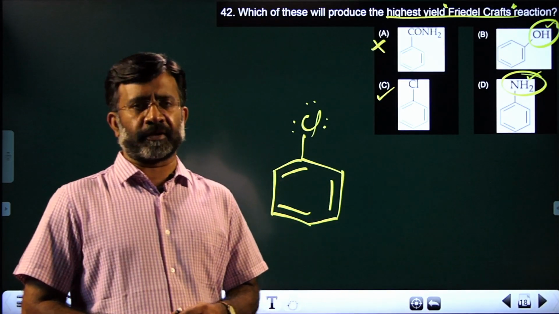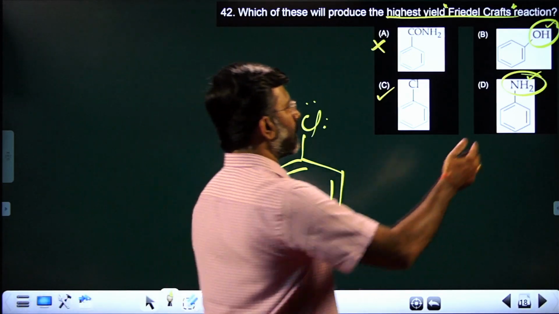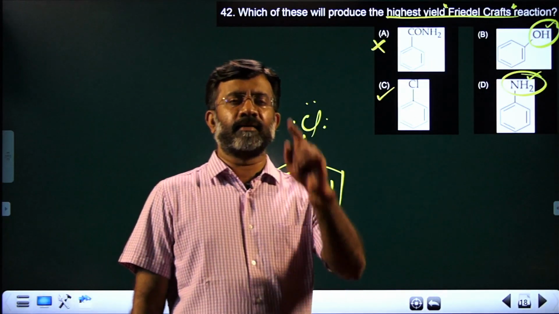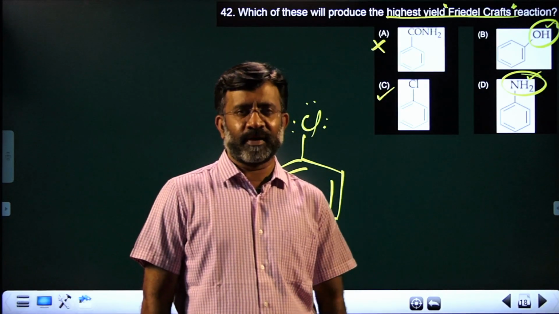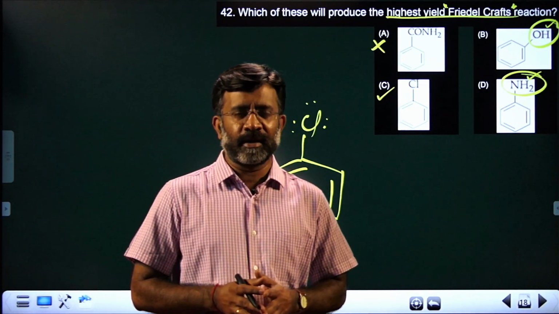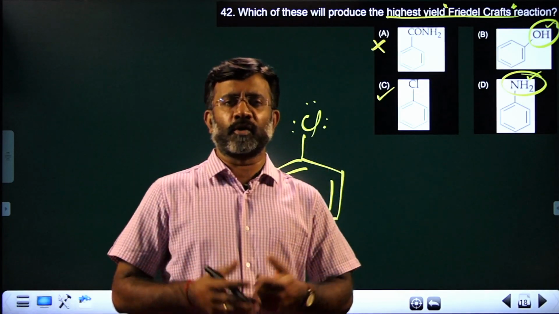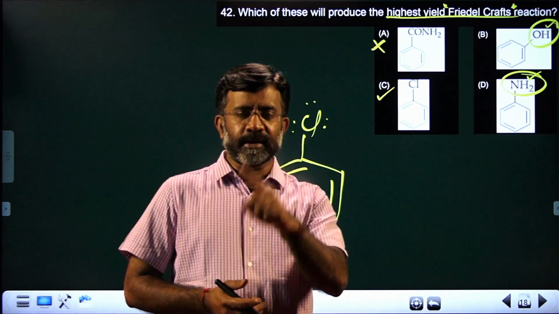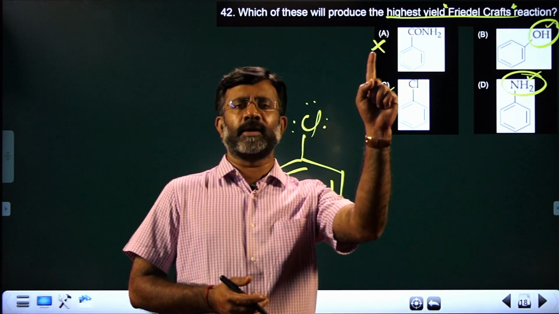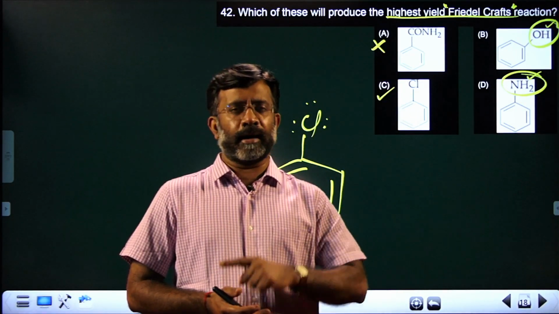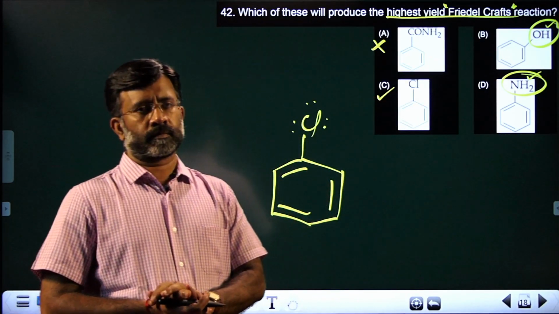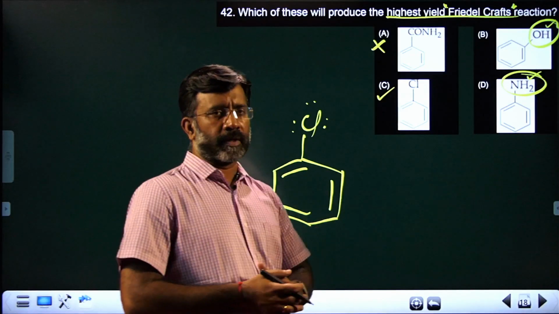Actually, these are deactivating groups. But the point here is, we are dealing with the Friedel-Crafts reaction, which has something special. What is the speciality? We are making use of a Lewis acid. That Lewis acid catalyst will interfere with the highly active OH group and NH2 group, and with that interaction, their activity is lost. So the answer is chlorobenzene.